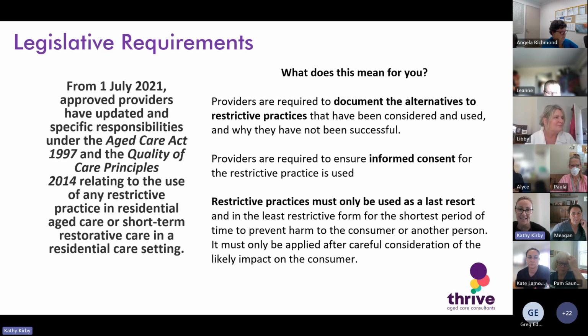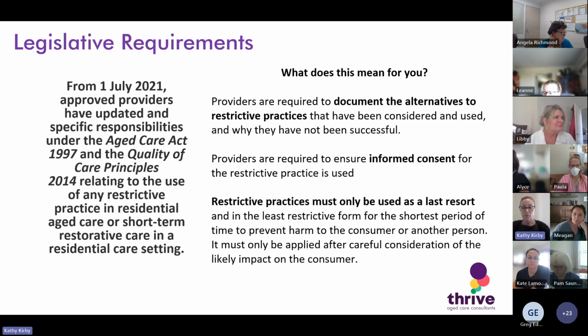The purpose behind that is to document the alternatives that you have tried before you put that restrictive practice into use. So the idea is not saying you cannot use a restrictive practice ever. The idea is saying before you put that in place, and before you're restricting a person's ability to go outside, to move around, to walk unassisted, or we're giving them a PRN medication, we need to make sure that we've tried all the other alternatives before we get to that point. And that's what we're going to talk about with our behaviour support plan.